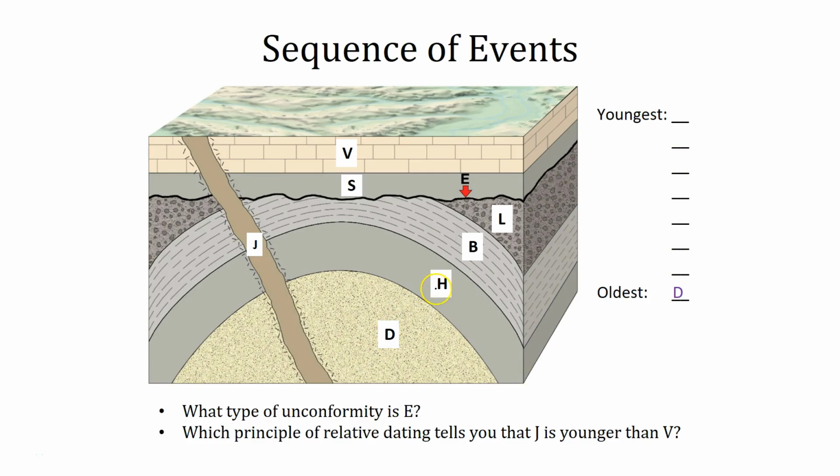Now on top of D, we have H, and then B, and then L. Sitting on top of layer L is unconformity E. Sitting on top of E is S, and then V, and then again, this dike cuts across everything else in this diagram. It cuts across all of my rock layers all the way up to the surface of the earth at point V. And so that tells me that it has to be the youngest feature in this diagram.